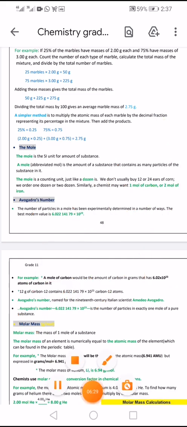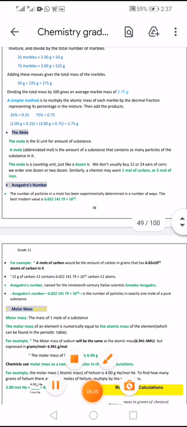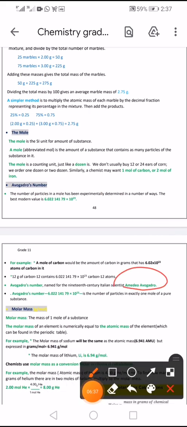Avogadro's number is named for the 19th century Italian scientist Amedeo Avogadro. Avogadro's number, 6.02 times 10 to the power 23, is the number of particles in 1 mole. For example, 1 mole of oxygen contains 6.02 times 10 to the power 23 particles. Each mole contains how many particles? 6.02 times 10 to the power 23.